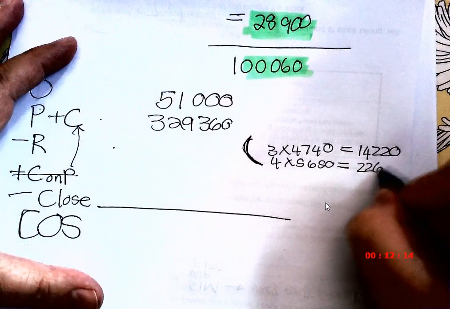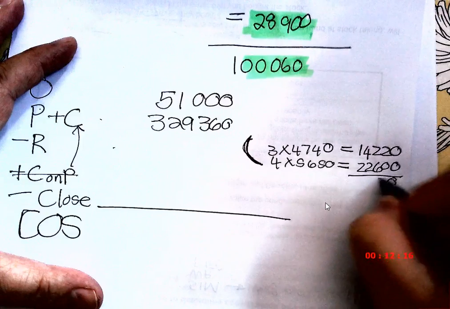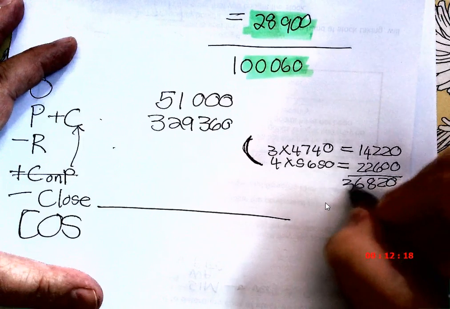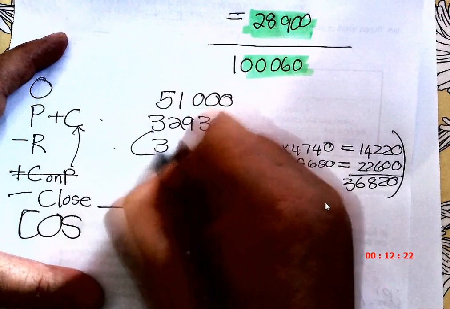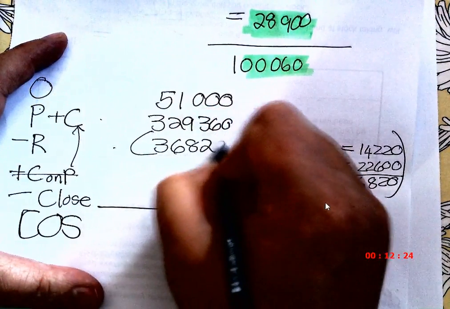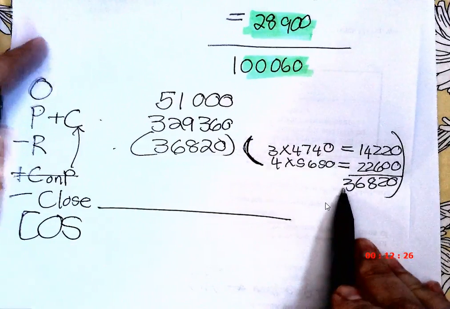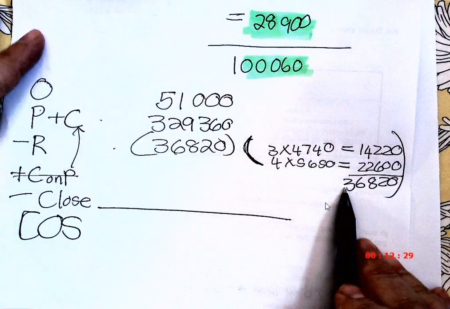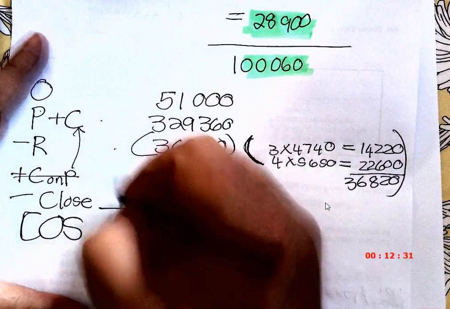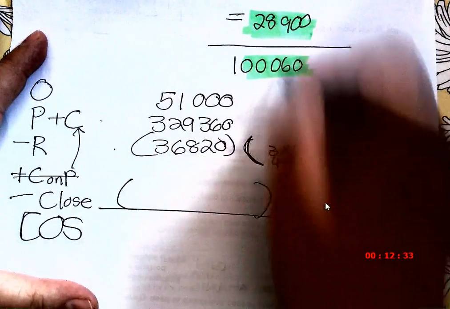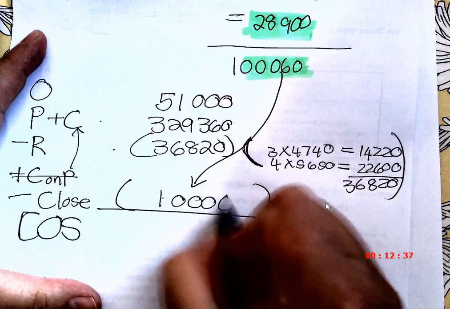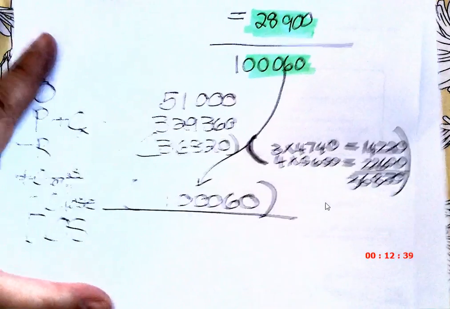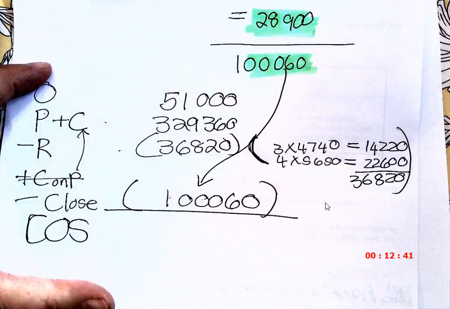And then when I total it, it gives me 36820. So I'm going to subtract 36820. It's always good to show your calculations where I can see it. And then I'm going to subtract the closing. And what is the closing? It's that one, the 10,0060. And in that way, I get the cost of sales, which is what?